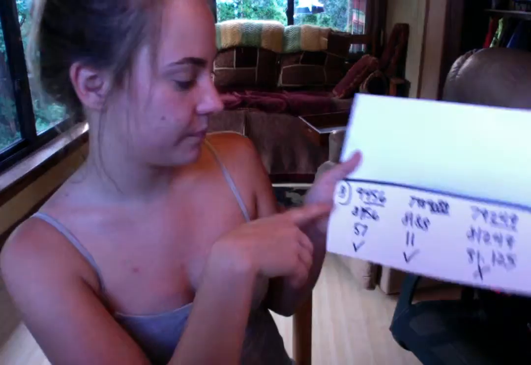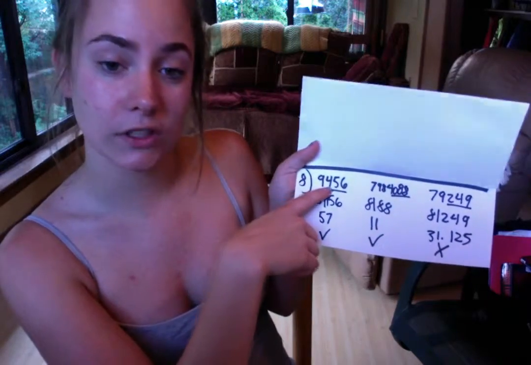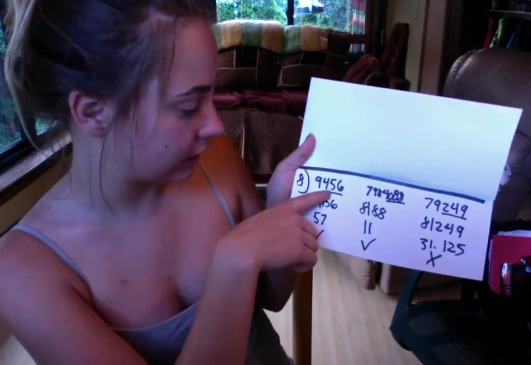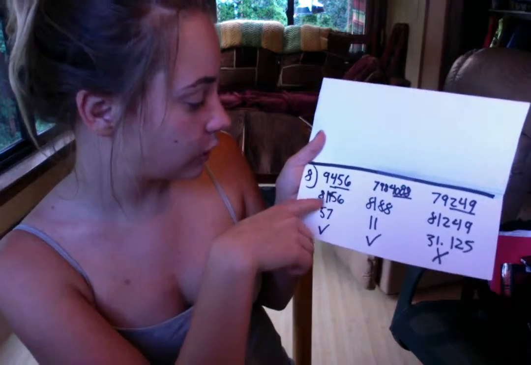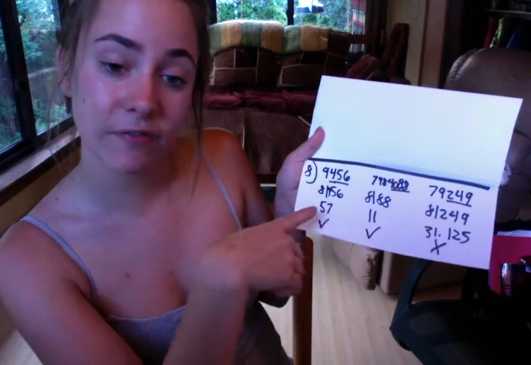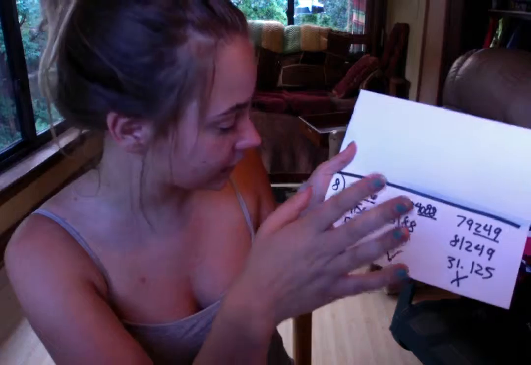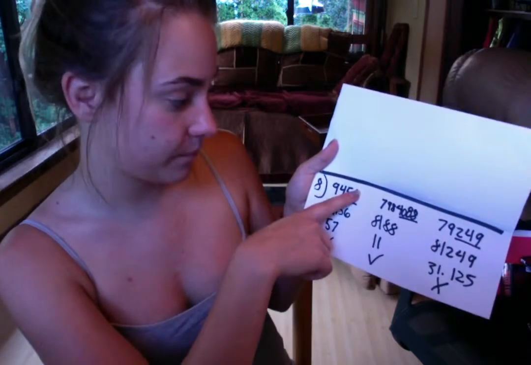Now, let's try for 8. 9,456. This time, you're going to take the last 3 numbers. So you have 456 divided by 8, 57. Check, it works. This whole number is divisible by 8.